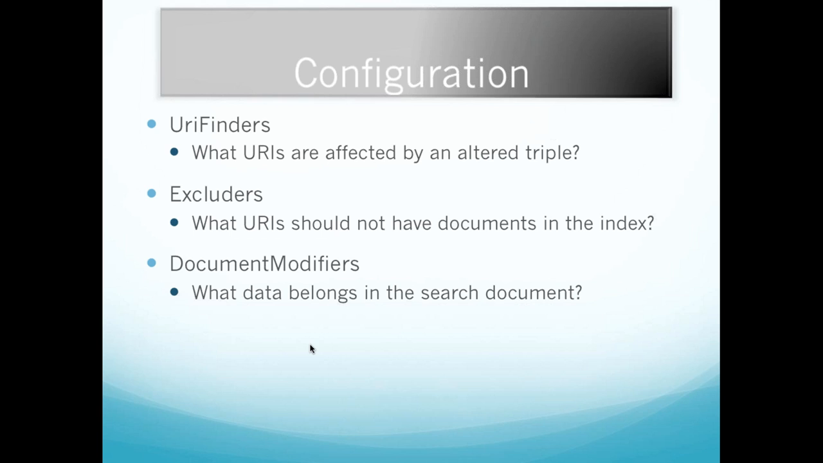All right, let's get back to the search indexer for a moment. In order to make it work, I've got to have that list of URI finders. That is, if I've got a triple, what records have to be updated, what individuals and what their URIs are. I also have a list of excluders that say what classes are not going into the index. And that list of document modifiers. Again, I keep saying list, but what I mean to say is set, because these are not ordered.